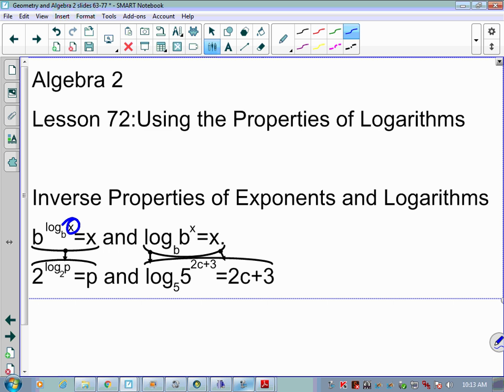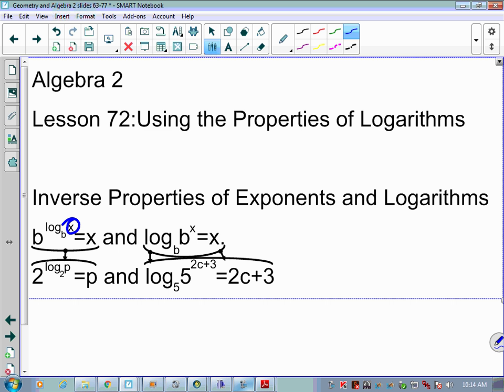This one over here shows me that if I have a log with a base that's the same as its whole number and it has an exponent, the answer is going to be that furthest up exponent. All right, so you see examples of each of these worked out down here. For instance, if I have 2 to the log base 2 of p, then those 2's and those logs cancel out and my answer is just p. Over here with this rule, if I have log base 5 of 5 to the 2c plus 3, it equals just 2c plus 3.